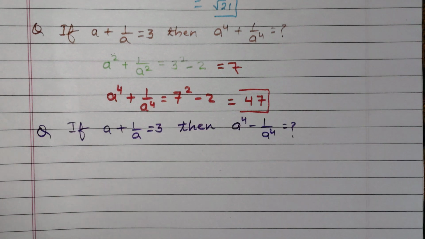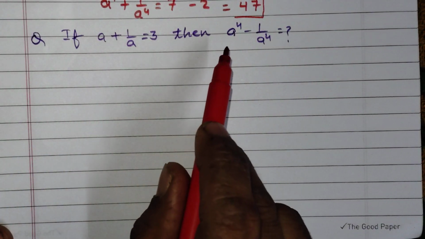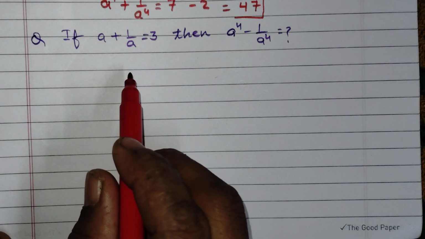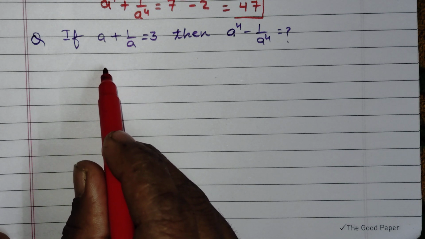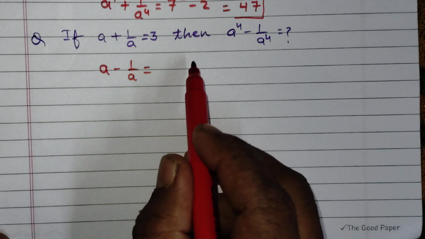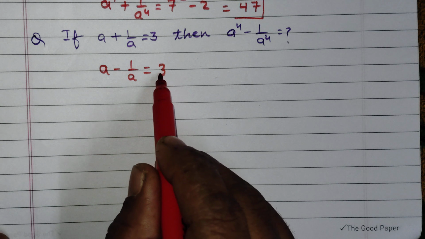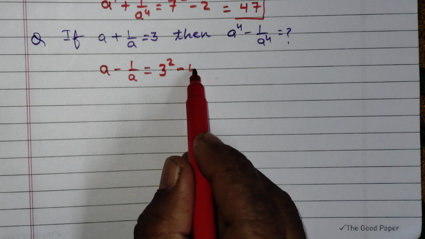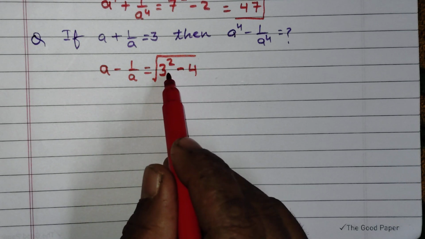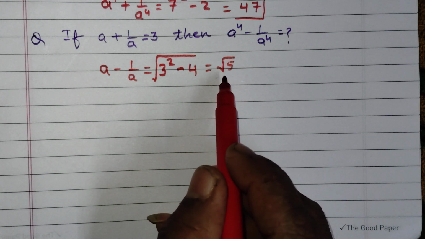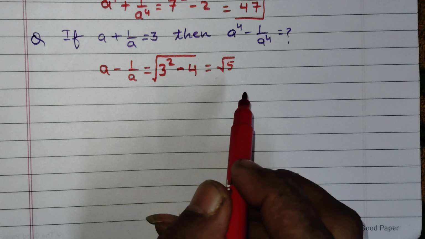In the next question it is given, if a plus 1 upon a equal to 3, then find a raised power 4 minus 1 upon a raised power 4. So first we find a minus 1 upon a. Its identity we use here: 3 square, then minus 4, and the whole is under square root. So 3 square is 9, minus 4, it gives us square root 5. So a minus 1 upon a, its value is square root 5.